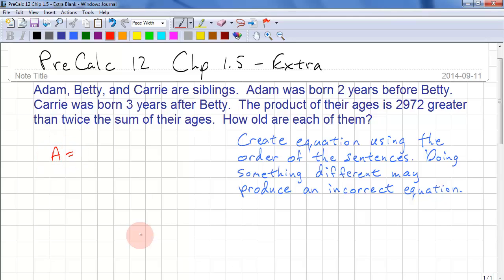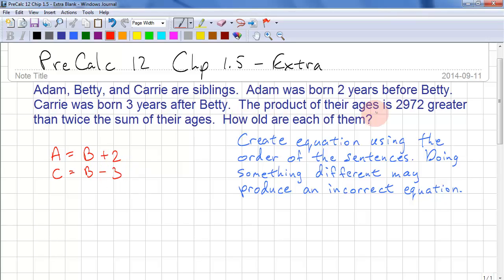Adam, we'll use A, was born 2 years before Betty. Before usually means smaller, but since we're dealing with birth, before actually means older. So Adam is 2 years older than Betty. Okay, let's look at the next sentence. Carrie was born 3 years after Betty. So C equals B. Again, after usually means bigger, but in the case of birth, 3 years after means Carrie is younger than Betty. So it's B minus 3.